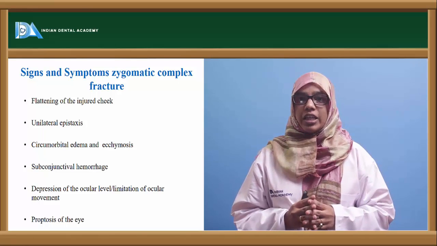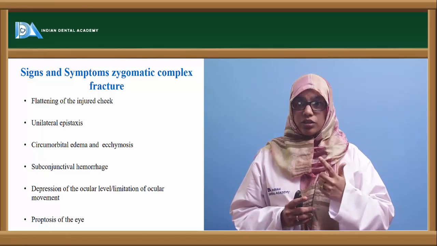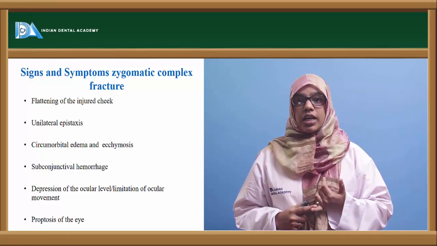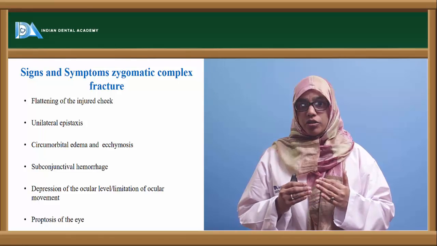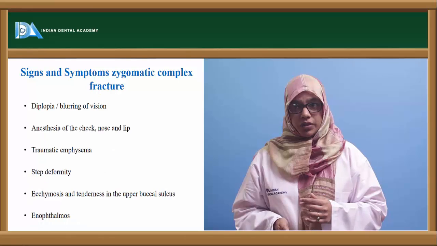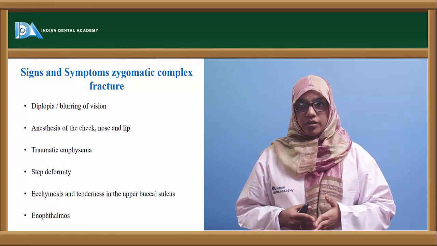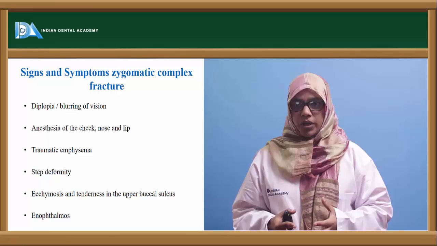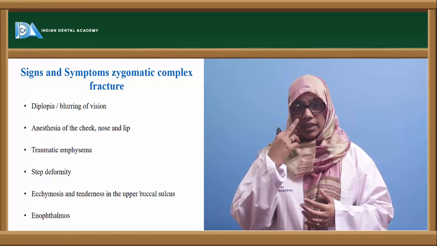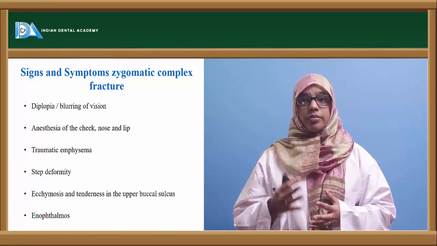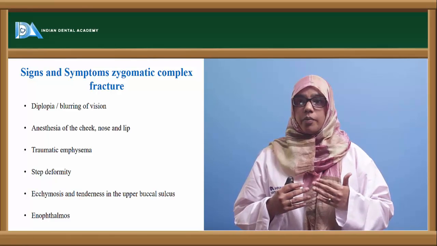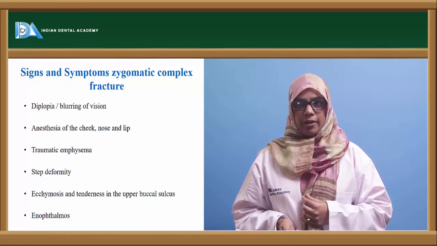There will be flattening of the cheek. There will be unilateral epistaxis, circumorbital edema and ecchymosis, subconjunctival hemorrhage. There is depression of the ocular level, limitation of ocular movement. There could be proptosis of the eye. Blurred vision can occur, diplopia can occur. Anesthesia of the cheek, traumatic emphysema, step deformity can be palpated in the intraorbital region and the buttress region. Ecchymosis and tenderness can be seen in the upper buccal vestibule and enophthalmos can occur.